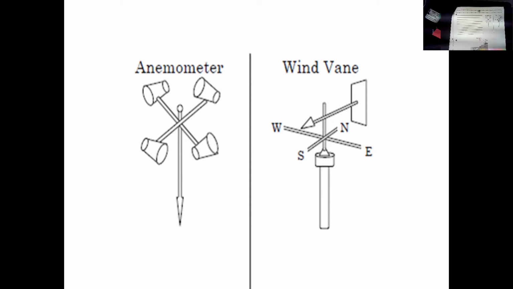Can you figure this one out? An anemometer has little cups instead of just direct arrows. This one measures wind speed. There's a little counter on the cups that shows how many times they go around, and then it measures the wind speed. So again, you need to know that an anemometer measures wind speed and a wind vane shows wind direction.